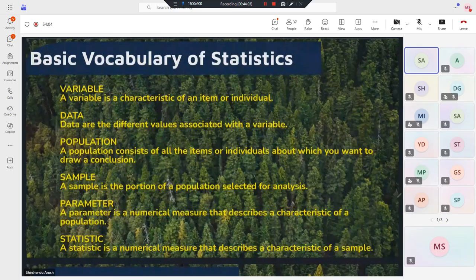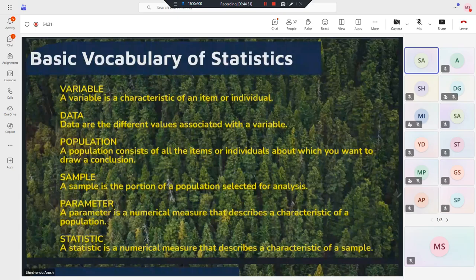Second is data, of course, the numbers. Data have the different values associated with the particular variable. So X can take the value of, say, 100, 200, 300. That is basically data. Third is the population. Population consists of the items or individuals about which you want to draw the conclusion. That is basically the pool of the data. On the basis of that, I am going to define the variables, and from there do some kind of calculations.